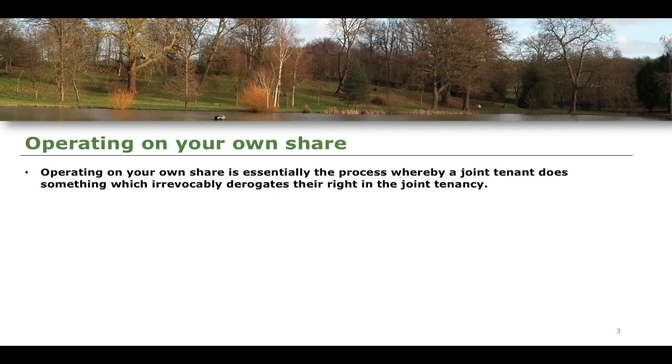share? Well, it's essentially the process whereby a joint tenant does something which irrevocably derogates their right in the joint tenancy. So, if you remember back to previous lessons when we talked about the idea of the joint tenancy, and specifically the distinction between a joint tenancy on the one hand and a tenancy in common on the other hand, we noted that what is important to remember is that when you talk about a joint tenancy, all of the co-owners of that property act as a single cohesive unit. They are all joint tenants, and they are joint tenants of the property.